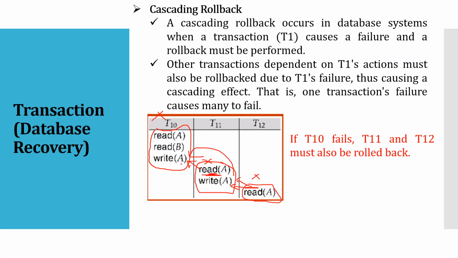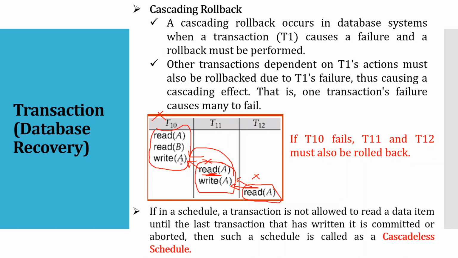Okay, so let's move ahead. Based on cascading rollback, we have one more term called cascadeless schedule. Now what actually is it? If in a schedule a transaction is not allowed to read a data item until the last transaction has written it, and either committed or aborted, then such a schedule is known as a cascadeless schedule.